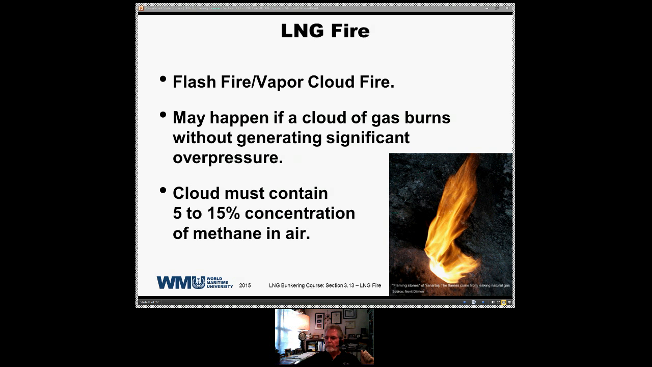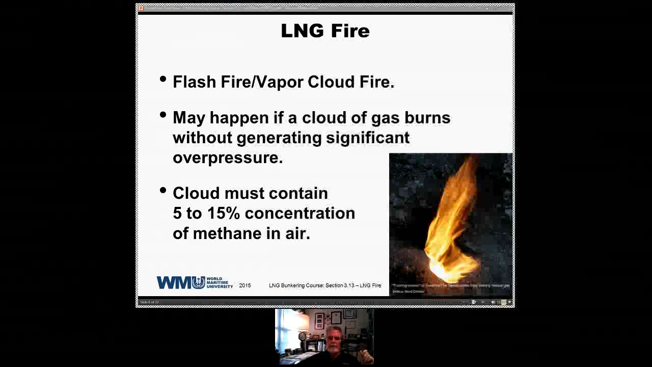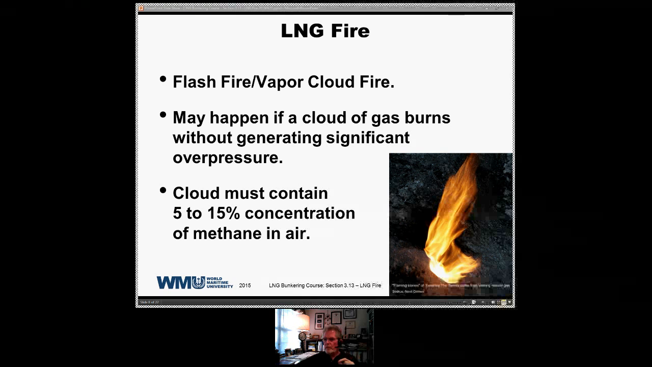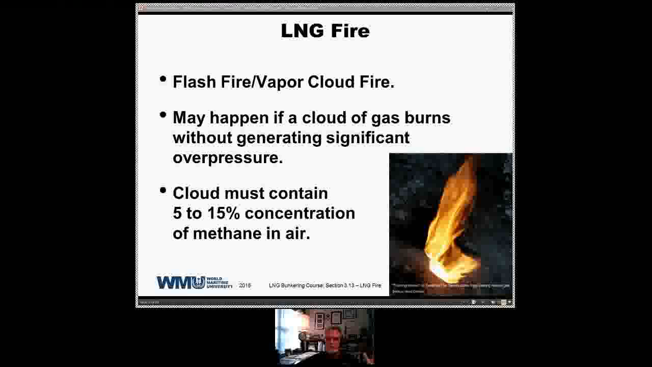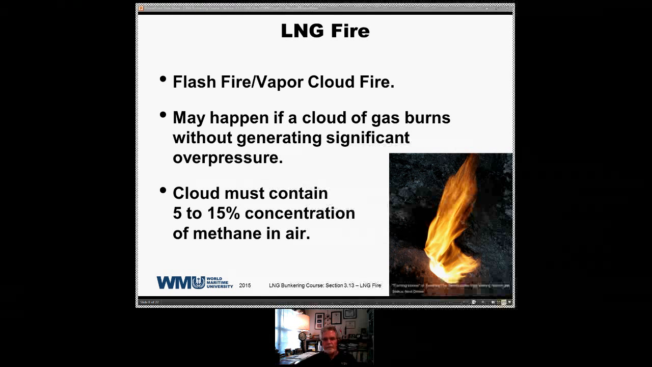So the fire will burn back to the source. If there's an LNG leak, you can get one of these flash fires or vapor cloud fires. The fire will ignite, and you'll see this in one of the pictures further along. The flame will propagate back towards the source, but it's only going to come back to the point where that 15% concentration of vapor is located. There's going to be a distance between that and the actual source where the concentration is too rich to support a flame.